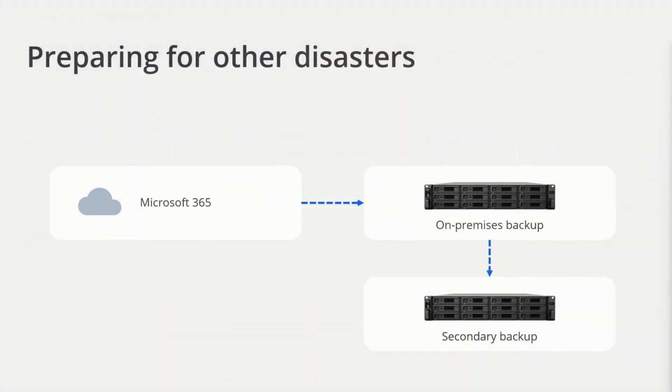So yeah, this is actually a really good use case. We've got our full 3-2-1 backups. We have our Microsoft 365 tenant backing up to our on-premises NAS in our office, and then we have our secondary backup, which is actually being stored in the other building. This is a really good full disaster recovery case.